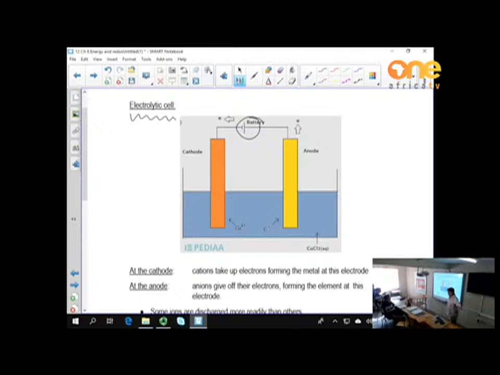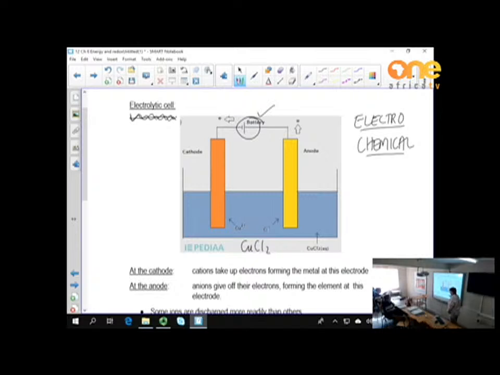Cell. This is an electrolytic cell. Just have a look. An electrochemical cell: we use chemicals to make electricity. An electrolytic cell: we use electricity to break up a compound, for example, copper chloride. Are you following me?